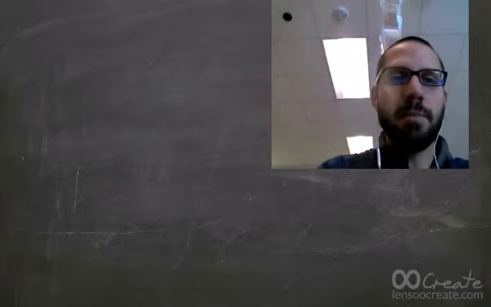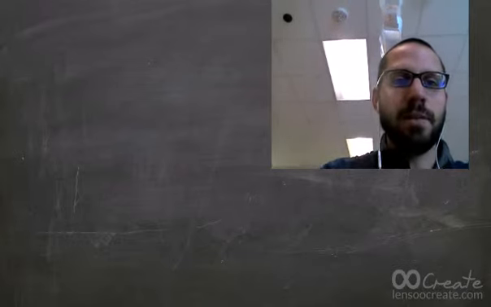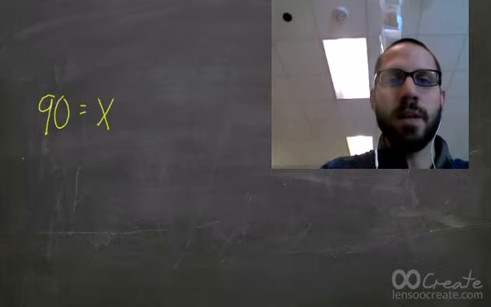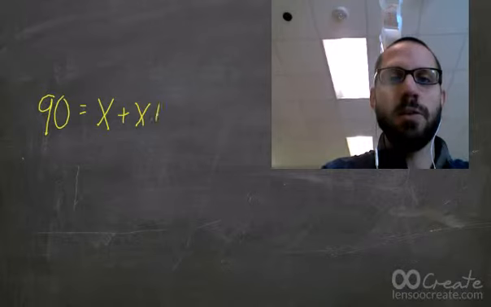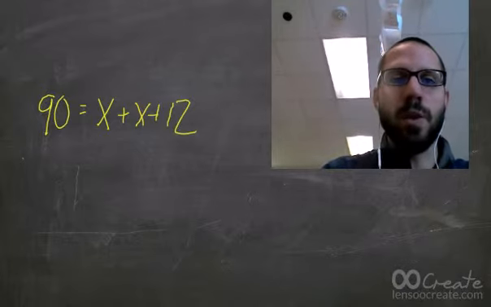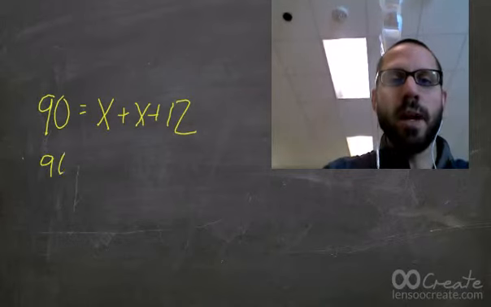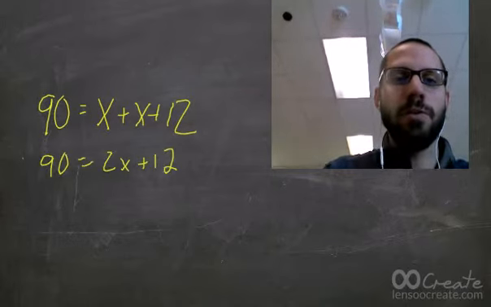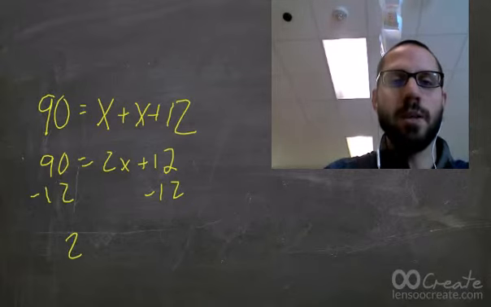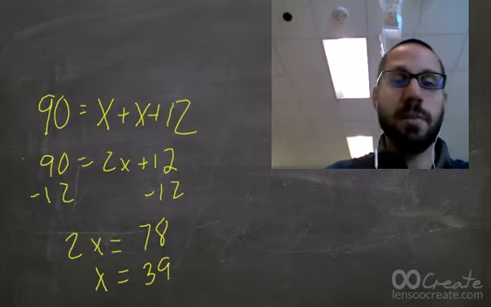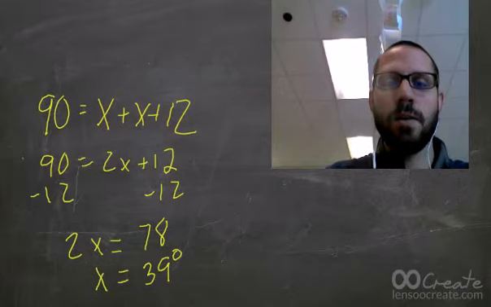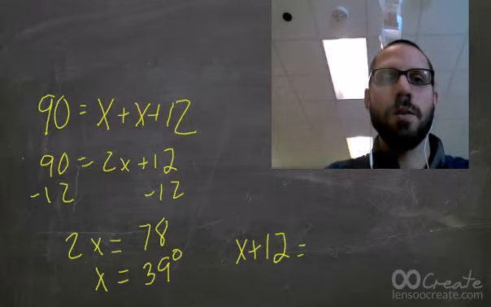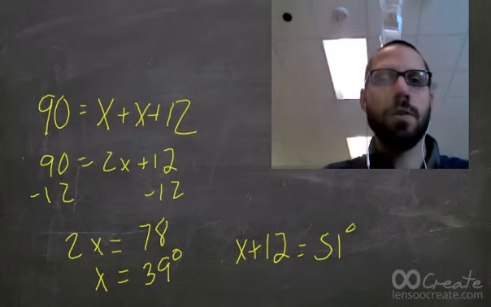All right, we read, and now we're going to find. The measure of the angle is 12 degrees greater than its complement. So the complements add up to 90. If x is the angle, its complement is x plus 12. Combine like terms, subtract the 12 over. 90 equals 2x plus 12 minus 12. 2x equals 78. So x is going to equal 39 degrees. Its complement would be 51 degrees.